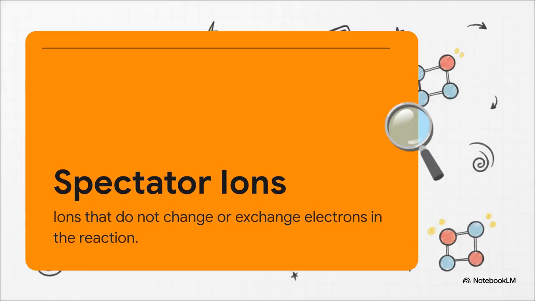To clear the air, we need to drop the spectator ions from our inquiry. Take a look at the sulfate ion, SO4 2-. It goes into the reaction as SO4 2- and comes out completely unchanged. Same exact thing. It doesn't exchange a single electron. It's literally just sitting in the bleachers eating popcorn watching the game happen. So we cross it out. Getting rid of these spectators leaves us with a beautifully clean ionic equation.